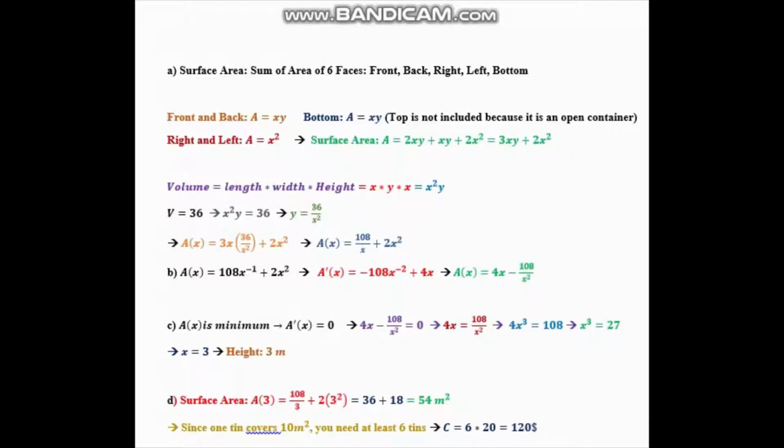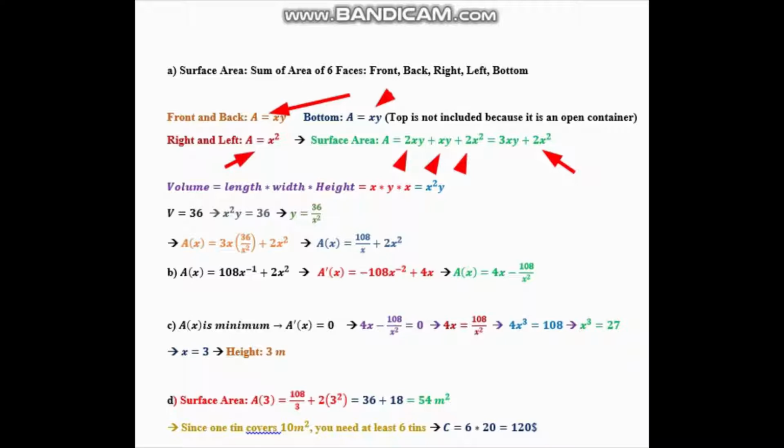Hence, the surface area shall be given by 2 of these, front and back, 1 of these only because the top is not included, and 2 of these. So we have 2xy plus 1xy plus 2x squared, or 3xy plus 2x squared.